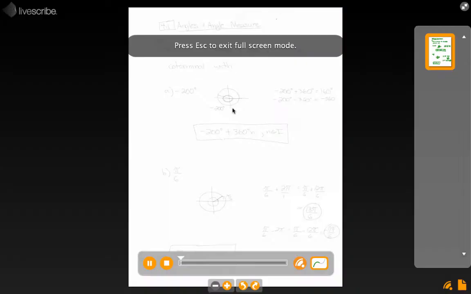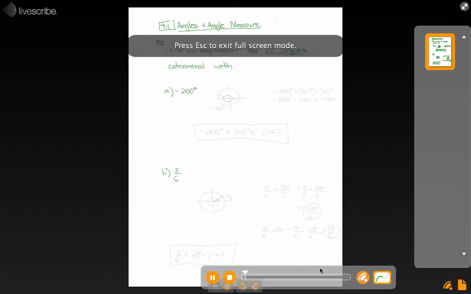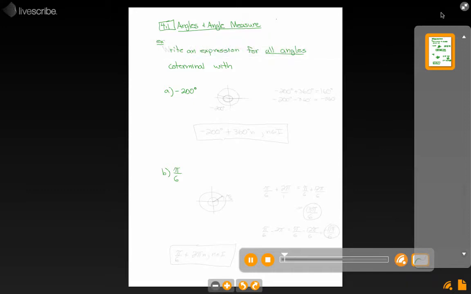Our next example comes out of section 4.1. In this example, we're asked to write an expression for all angles coterminal with negative 200 degrees, and then in part B, pi over 6 degrees. But let's look at negative 200 degrees quickly first.